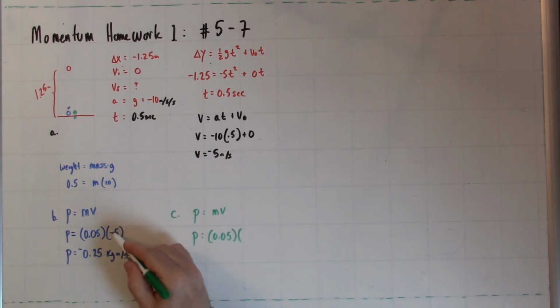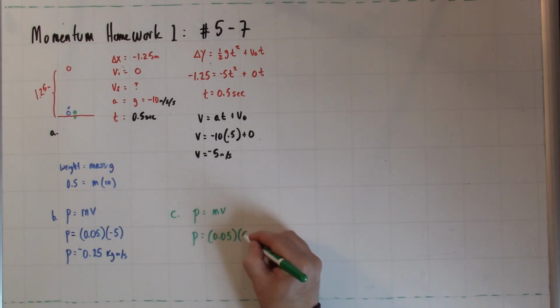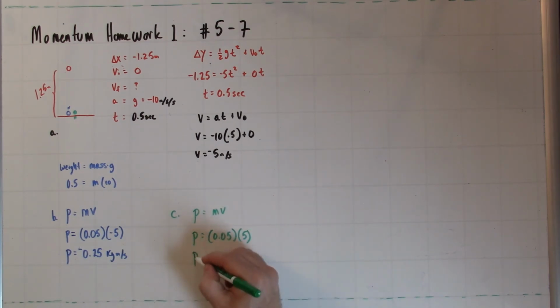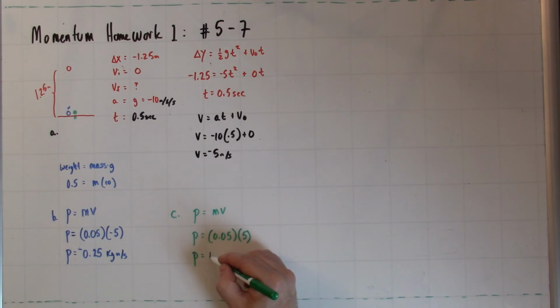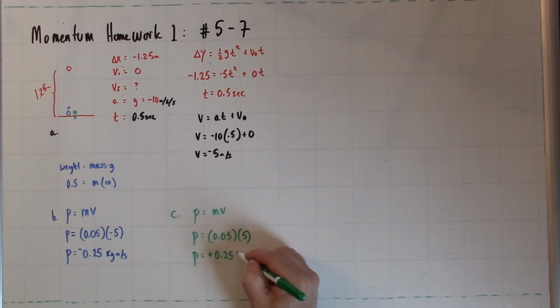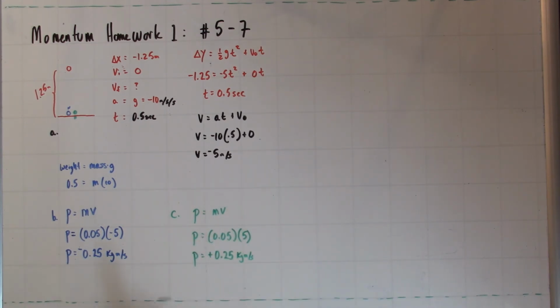So, but it's not negative 5 now. This time it's positive 5. And so the new momentum is plus 0.25 kilograms meters per second. So this is interesting to me because it went from negative 0.25 to positive 0.25. So there's a large change in momentum here. All right. But we're going to have to see if we can't figure it out.